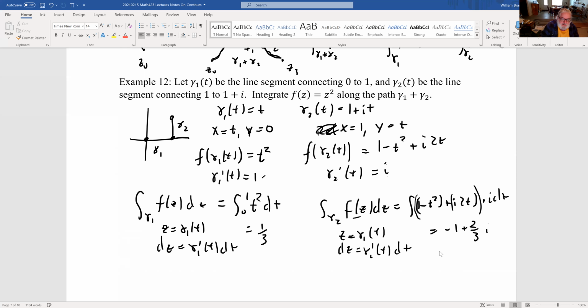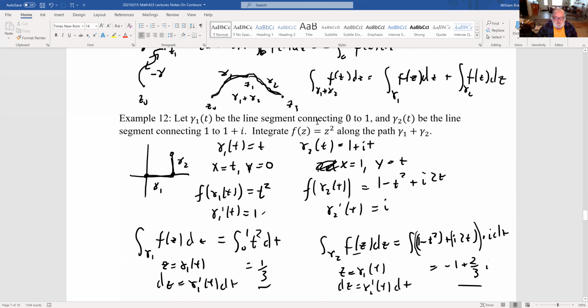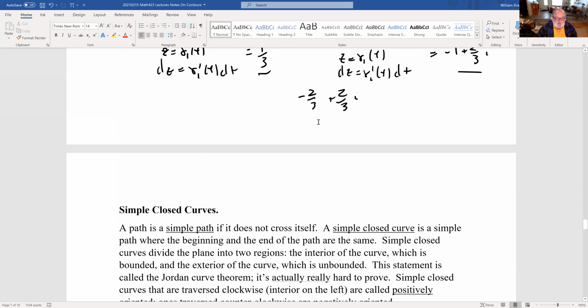So the integral along gamma 1 plus gamma 2, you just add these parts together and you get minus 2/3 plus 2/3 i. Should be the same thing that we got up here in example 11. These integrals are path independent, right? Integrating f of z over two different paths, we got the same answer.